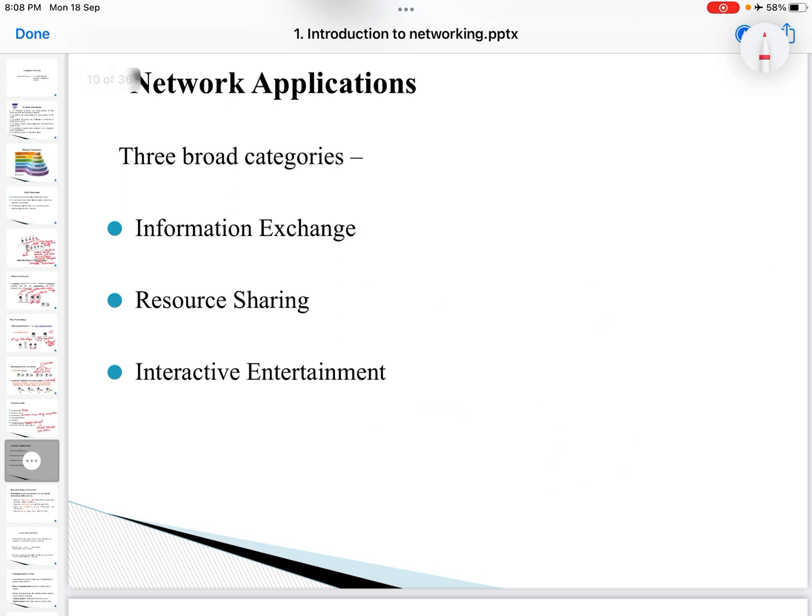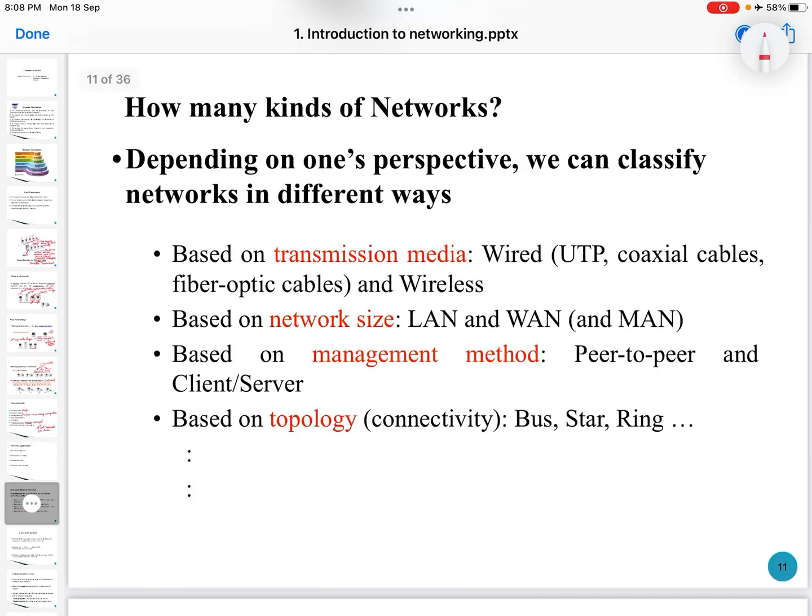Next, network applications. Three broad categories: information exchange, resource sharing, interactive environment. Now, how many kinds of networks are there? This is a question. Depending on one's perspective, we can classify networks in different ways based on the transmission media. There are two types of transmission media. One is wired and the other is wireless.